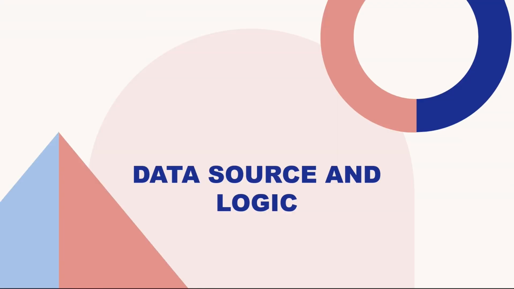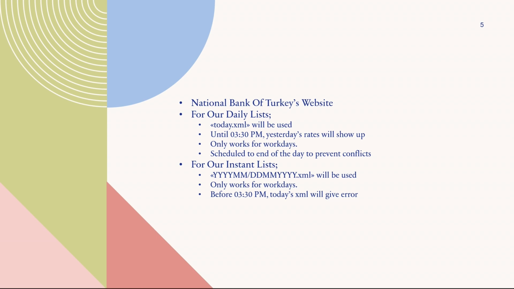Our data source will be the National Bank of Turkey's website. For our daily rates, for our scheduled flows, we will use today.xml. And for our instant flows, we will use year-month slash day-month-year.xml. These two XMLs have some similarities and differences.